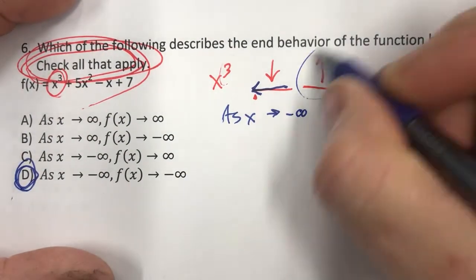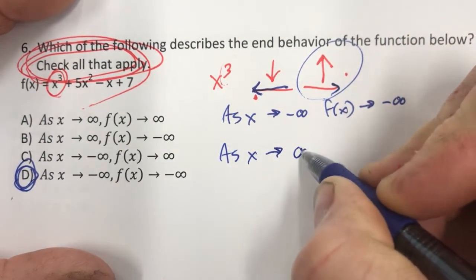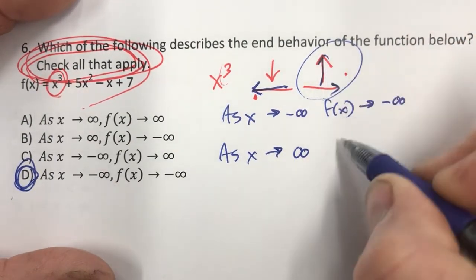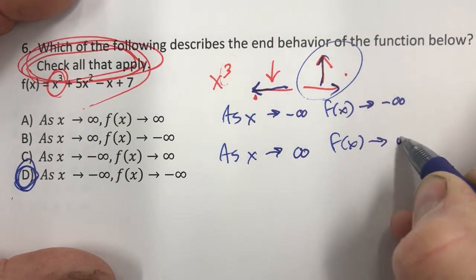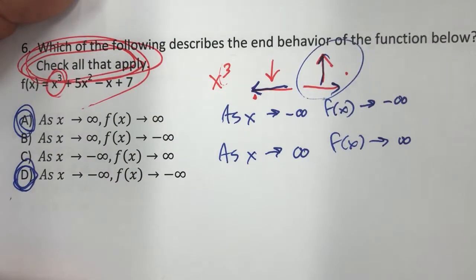Okay, now on this side, as x approaches positive infinity, what does the function do? It's going up to positive infinity. So that looks like A. There you go, there's my two answers.